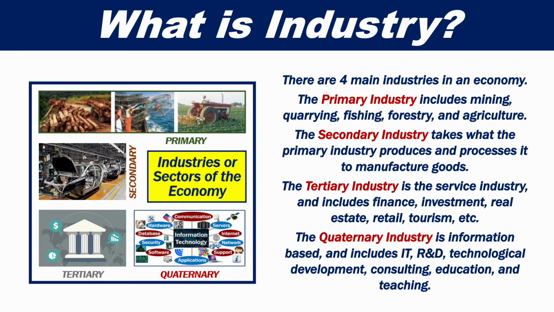There are four main industries in an economy: the primary industry, which includes mining, quarrying, fishing, forestry, and agriculture. The secondary industry takes what the primary industry produces and processes it to manufacture goods. The tertiary industry is the service industry and includes finance, investment, real estate, retail, tourism, etc. The quaternary industry is information-based and includes IT, research and development, technological development, consulting, education, and teaching.